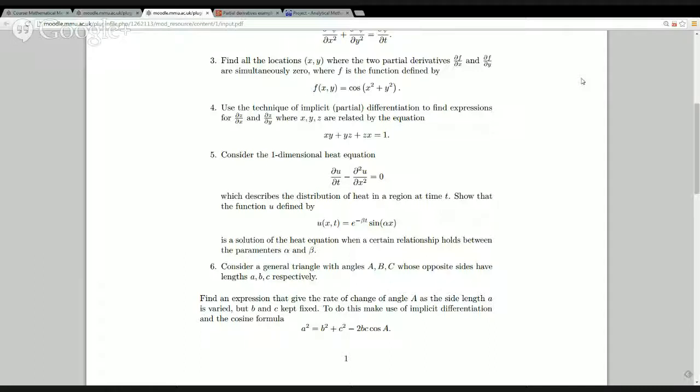Implicitly defined as opposed to explicit. If you said explicitly defined, you'd expect z of x, y equals some function just of x and y. But when you've got this implicit relationship here, this is the function z defined implicitly. Although we can't quite easily, well, let's go ahead and use implicit differentiation.